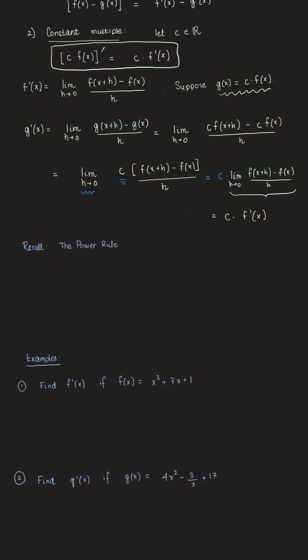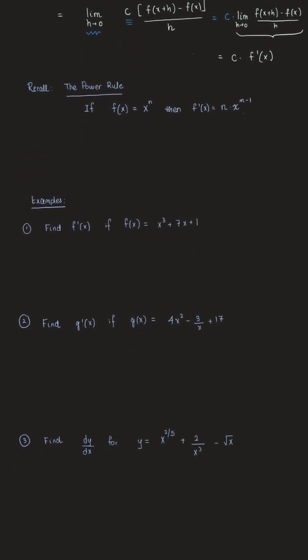Before we do our examples, let's recall the power rule. The power rule was in the previous video, and this applies to power functions. So if f of x is a function of the form x to the power of n, then the derivative f prime of x will be n x to the n minus 1. The exponent comes down and multiplies x, and then we subtract 1 from the exponent. And that is the power rule. Now, let's apply these 3 rules to a couple of examples.